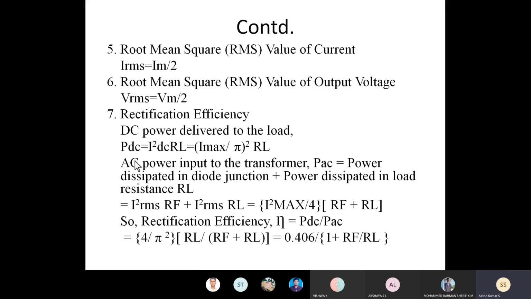So here what I am taking as power, P DC is equal to I square R. Here I am using power in your DC circuit is equal to I square R. I am getting that output power is I maximum divided by pi whole square into RL. சரிங்களா சார்? சார் DC பவர் எப்படி கால்குலேட் பண்றோம்?